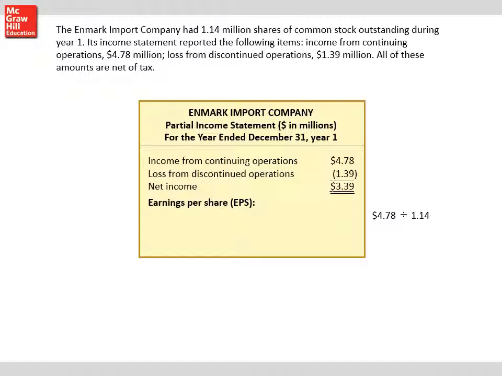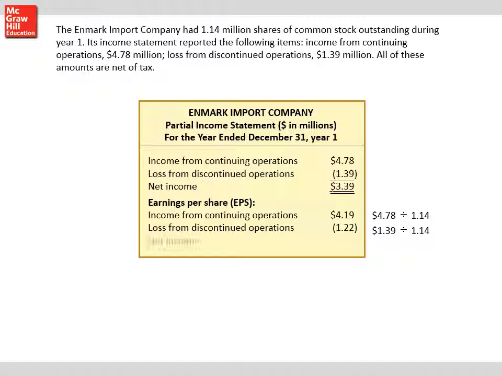Earnings per share then would be the 4.78 million divided by the 1.14 million. So, $4.19. Income from discontinued operations would be the 1.39 divided by 1.14, or an overall effect of decreasing earnings per share by $1.22. Net income would be the 3.39 divided by 1.14 million shares. So overall earnings per share on all income is $2.97, but the earnings per share on continuing operations is $4.19.